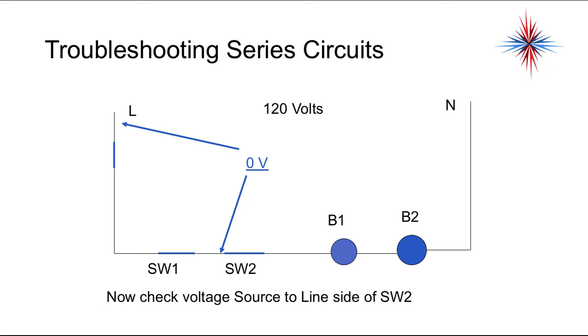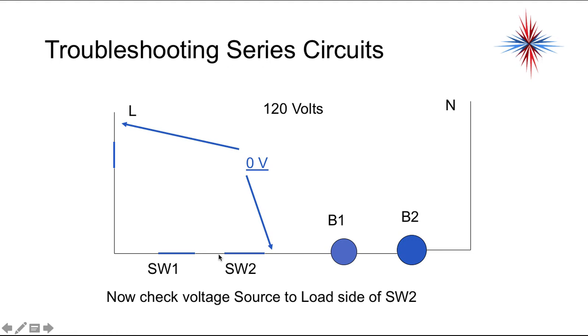Go to the line side of switch 2. Again, new terminology. Line side means the side away from the load, facing the source or line. 0 volts. If I would get voltage here after completing the prior checks, I would have an open wire between switch 1 and switch 2.